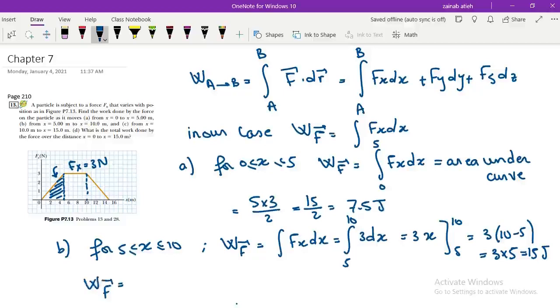This rectangle has an area of side by side, which is 5 times 3, so I will get directly 15 joule. By the second method, remember it's the area under the curve, it's under the line, which is a horizontal line in this case. So let's move now to the third part, which is part C.